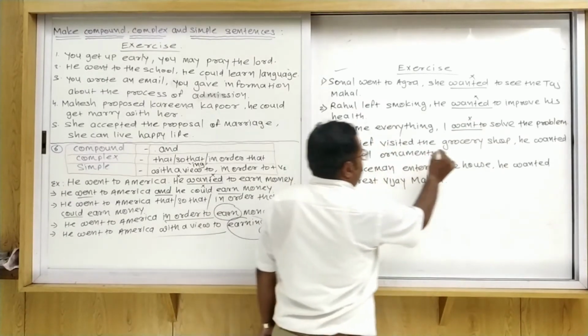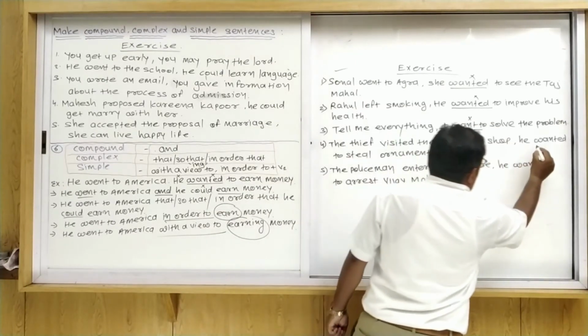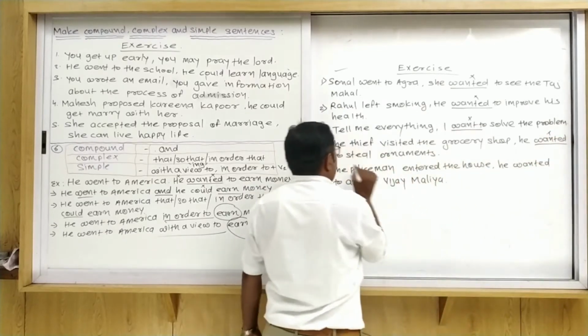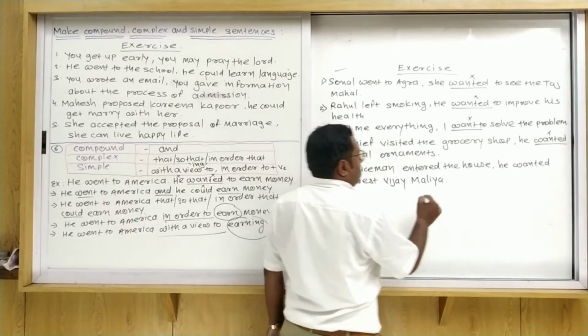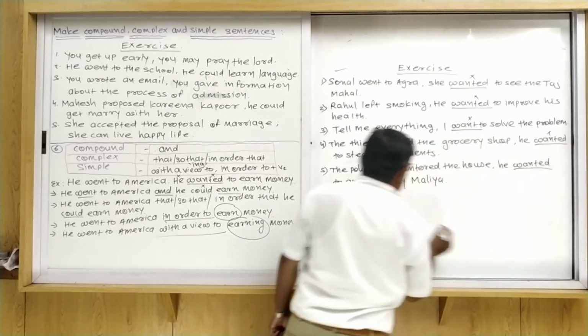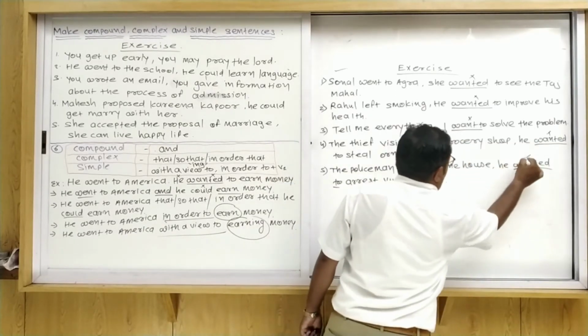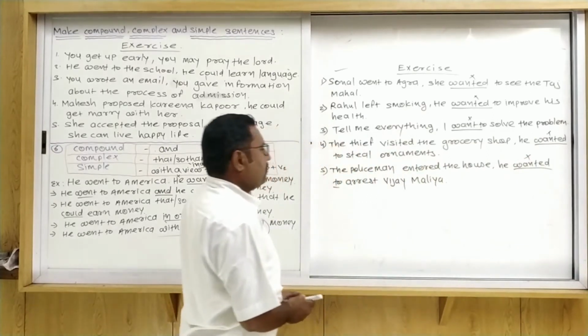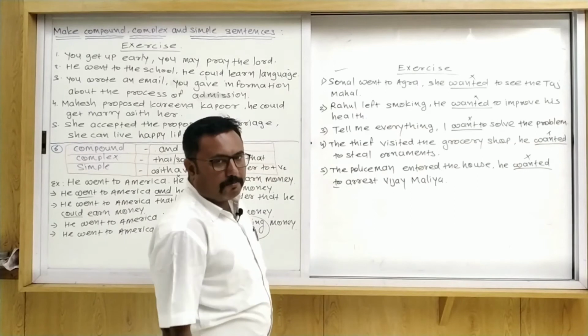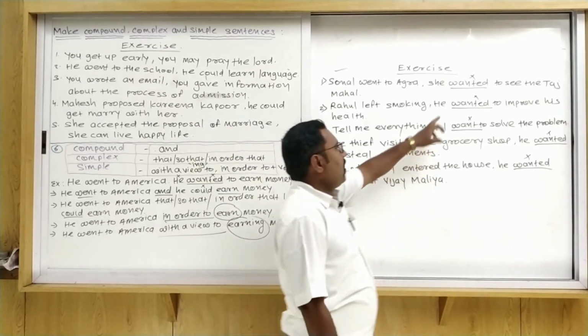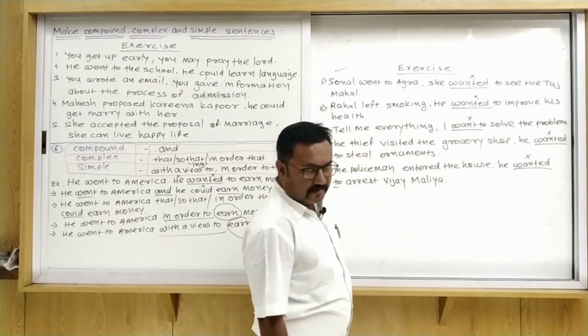The thief visited the grocery shop. He wanted to steal ornaments. The policeman entered the house. He wanted to arrest Vijay Mallya. So when you use simple, complex and compound sentences, at that time you have to remove wanted.